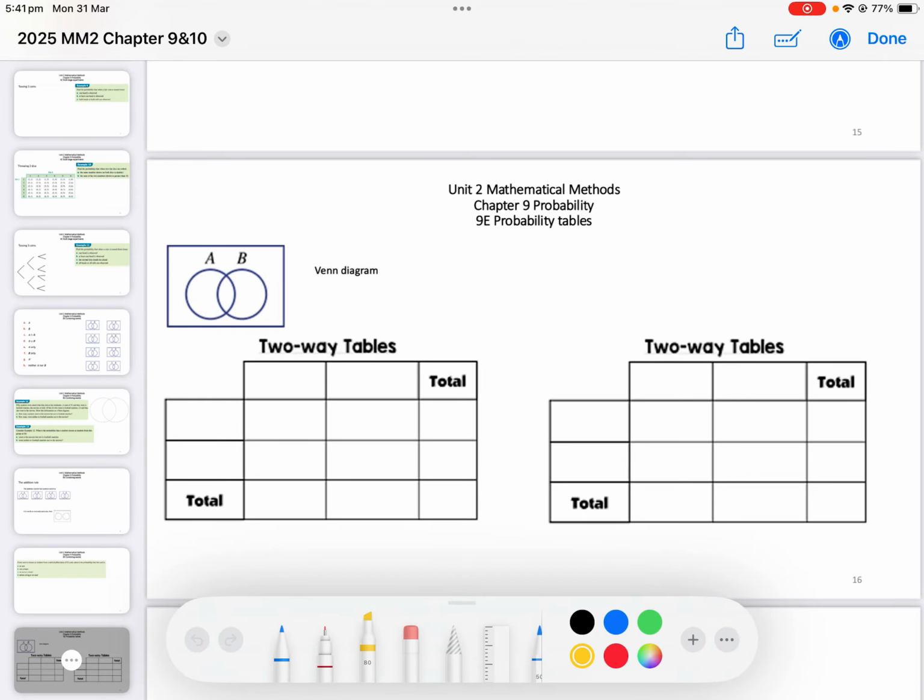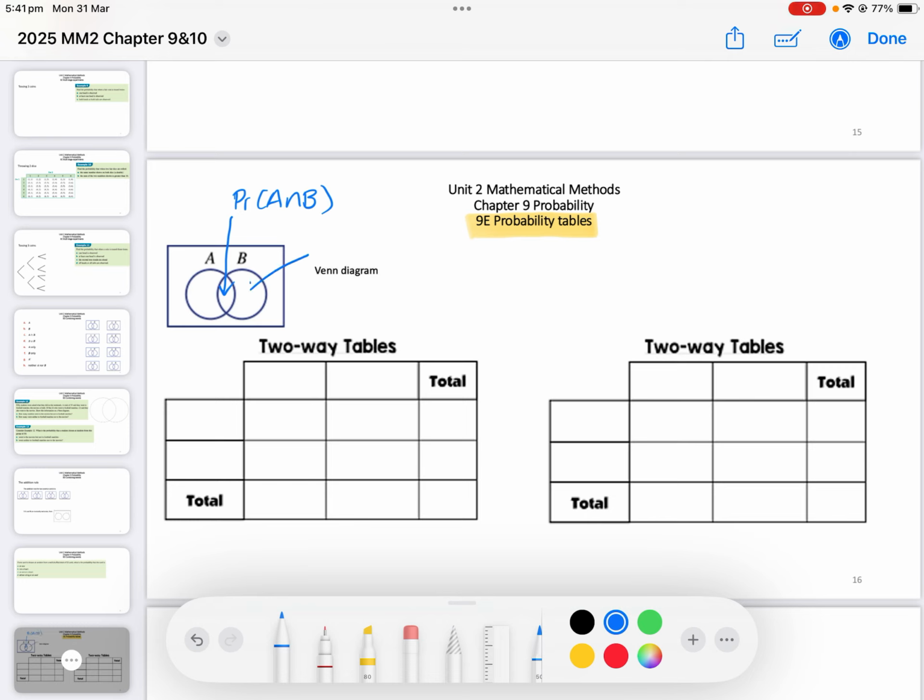We're going to have a look at exercise 9E, which is probability tables. What I've got set up first of all in the corner is a Venn diagram. In this Venn diagram, that section in the middle is where A intersects B, so both A and B.